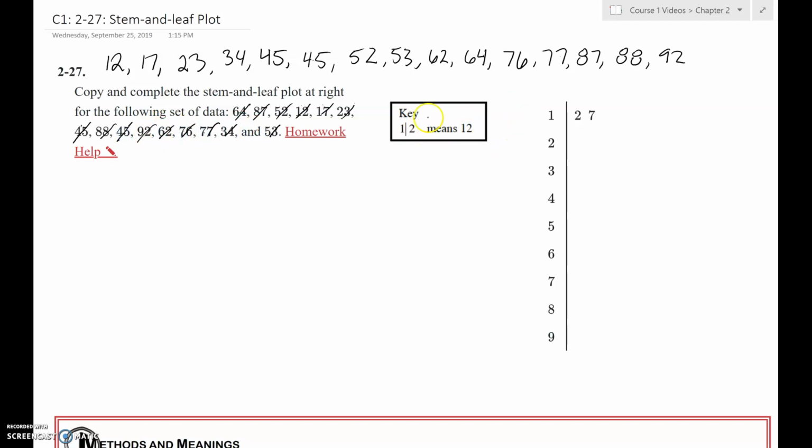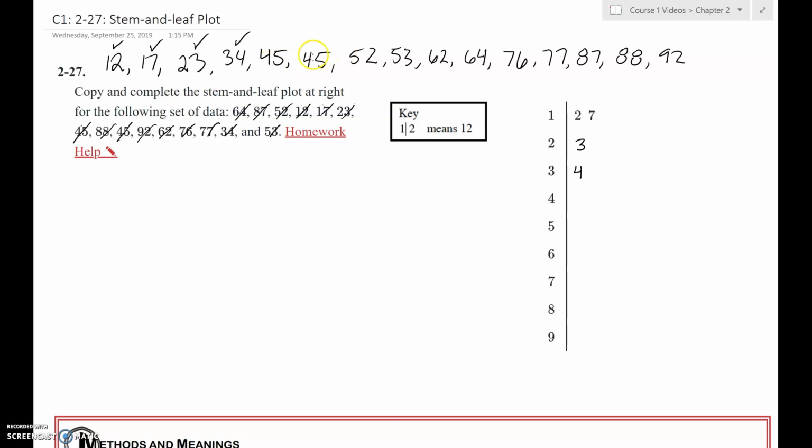They did the first couple for us. They said that 1-2 means 12. So here's 12. We've already got that one. This 7 represents the 17. Now we're in the 20s, so we're going to write 23 as 23. The 2 is already there. Oh, sorry, now we're going to the 30s. So 30 is here, and we would do 34.